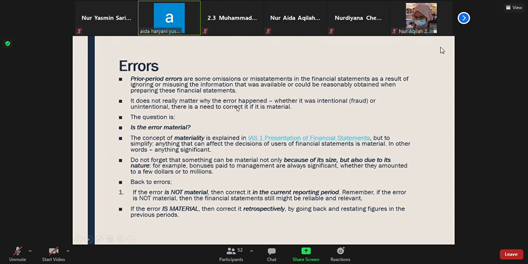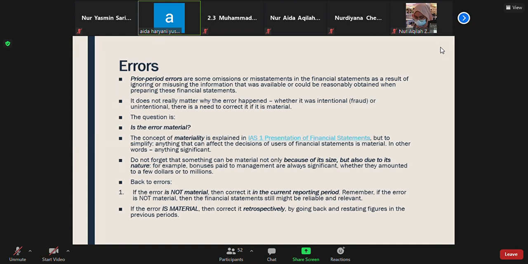It does not really matter why the error happened, whether it was intentional, meaning there is a fraud, or unintentional, meaning tak sengaja lah, there is a need to correct if it is material. So when there is error to your financial statement, you need to correct the error, but you don't mind why it happened, whether because of fraud or otherwise, or human error only, but you have to correct the error.